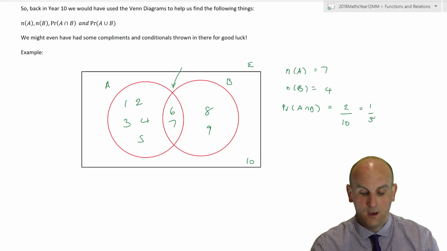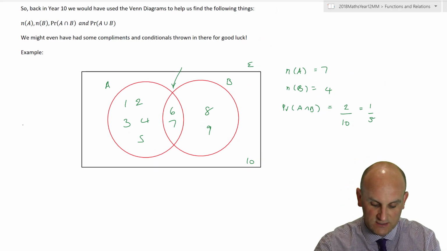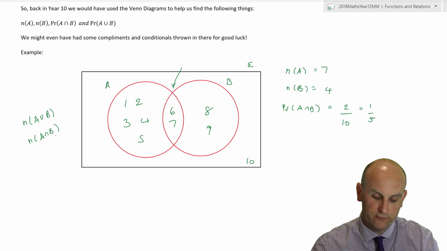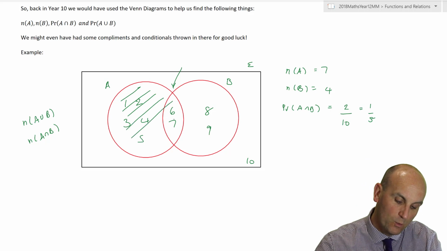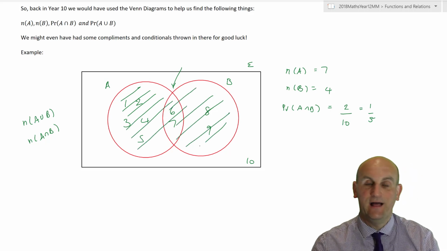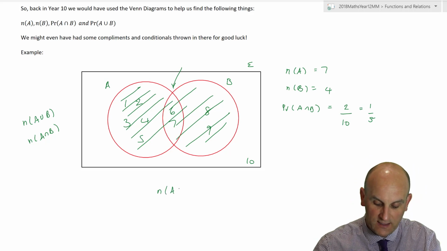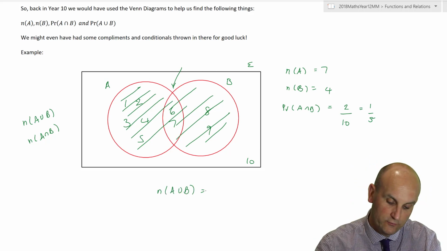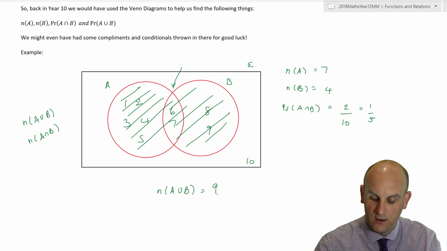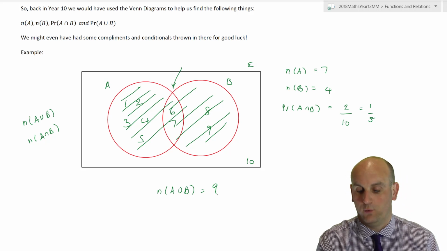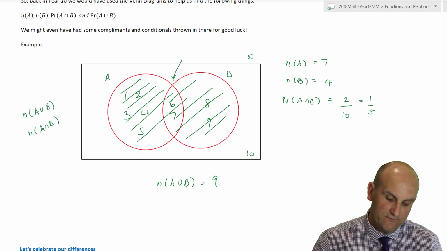And we could go on. But the important parts of this diagram are, generally speaking, something like n(A union B) and n(A intersection B). So that union and that intersection are really, really important to us. Now, union, if you remember, is when we take all of this and add them together. So all of that. In this situation, if I wanted n(A union B), then I'd go 1, 2, 3, 4, 5, 6, 7, 8, 9. There are 9 numbers in total contained within A and B, and I don't count the overlap twice. So very, very important.